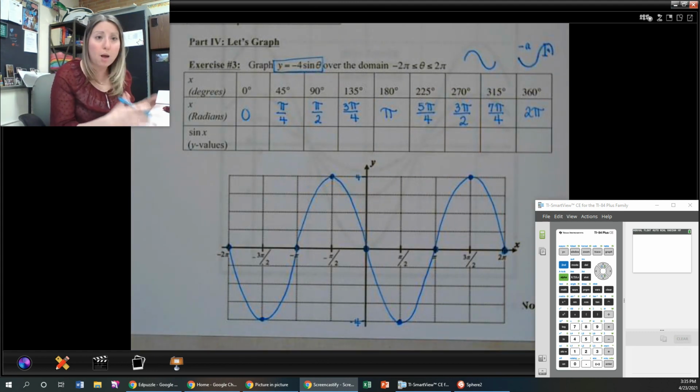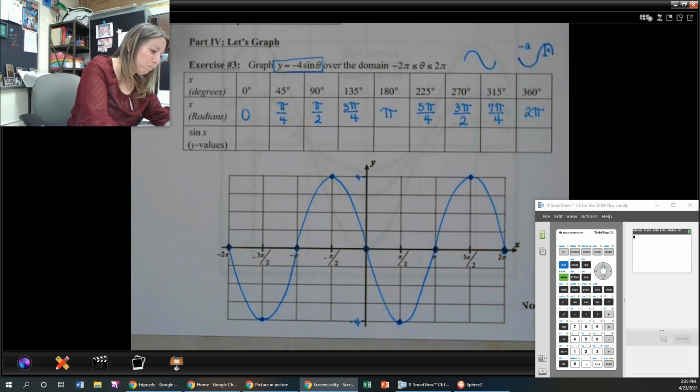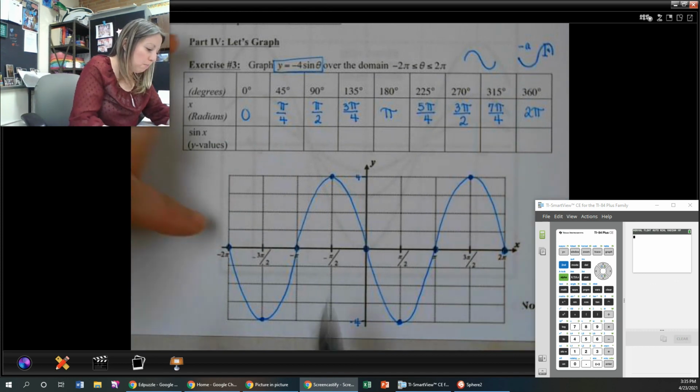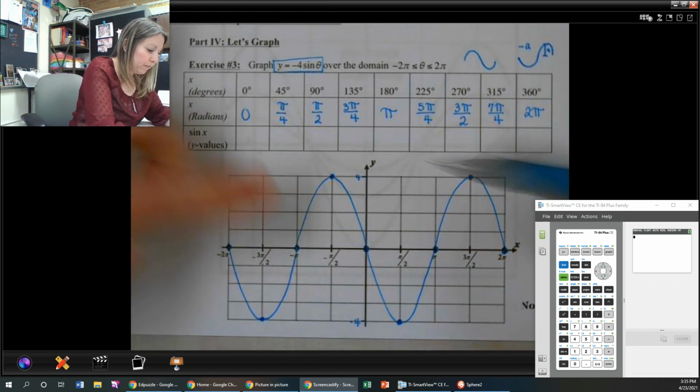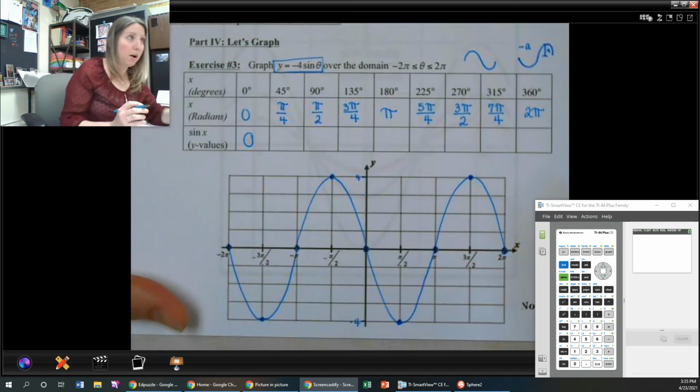So now I'm going to fill in our basic points, and then I'll go through and do your 45s for you and show you exactly what to do there. Okay. So our very basic points, of course, 0, 0, right? So that's our y value is 0.